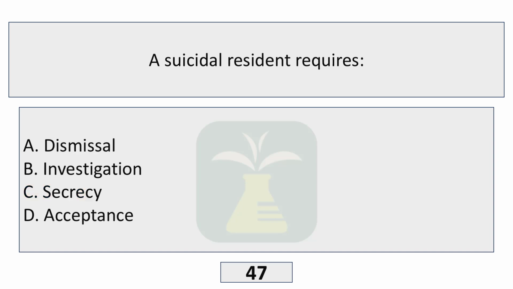A suicidal resident requires A. Dismissal. B. Investigation. C. Secrecy. D. Acceptance. Correct answer, B. Investigation. All self-harm threats must be reported for evaluation.